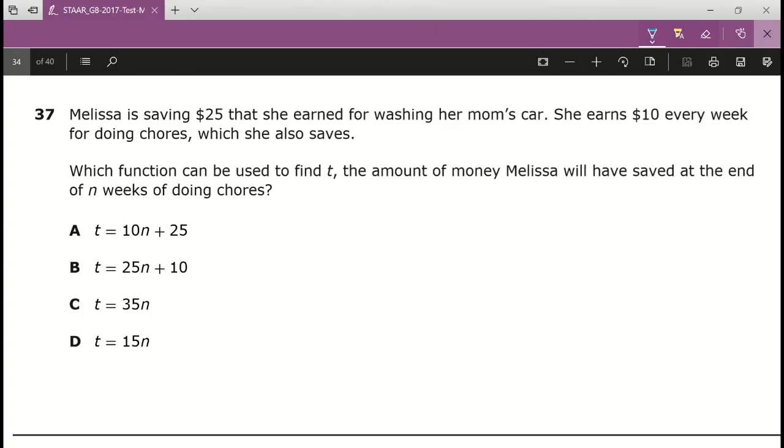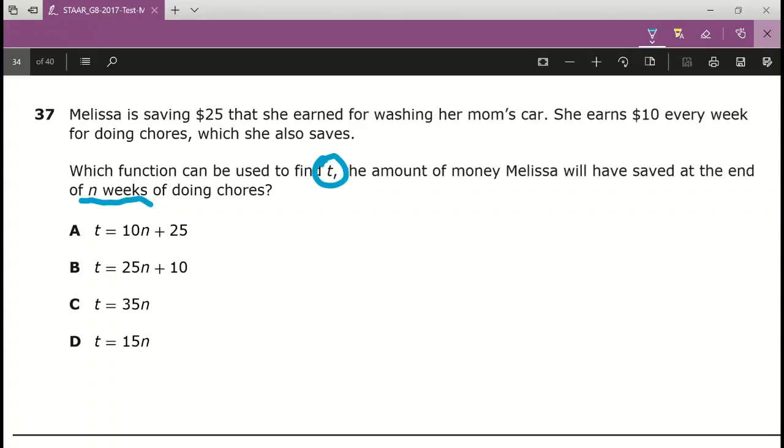Question number 37 is one of those questions that asks you to write an equation based on the little story problem they gave you. So the story is Melissa got $25 for washing her mom's car, and she also earns $10 every week for doing chores. It asks us to find T, the amount of money she will have saved after the end of n weeks of doing chores.